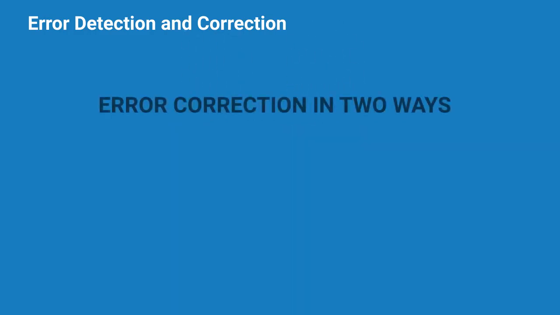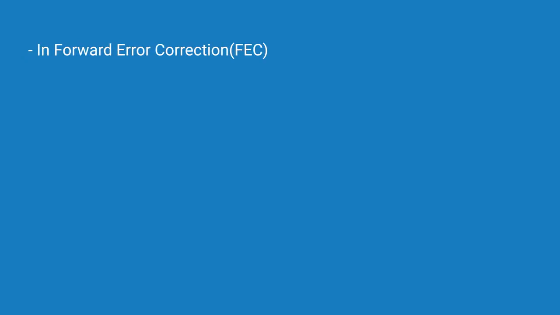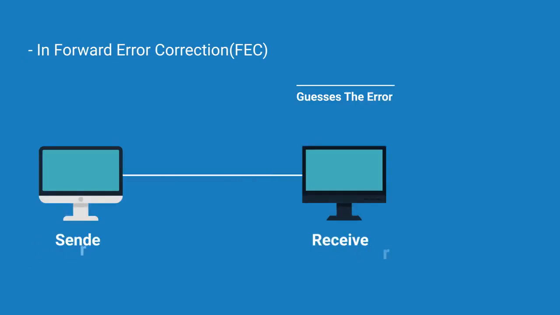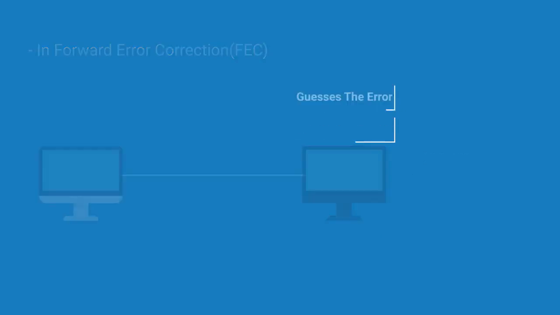Usually, errors can be corrected mainly in two ways. 1. Forward error correction. 2. Retransmission. In forward error correction (FEC), the receiver guesses the error by using redundant bits and corrects the error immediately. It is possible only when the number of errors is small in the message. Well, we will see why.